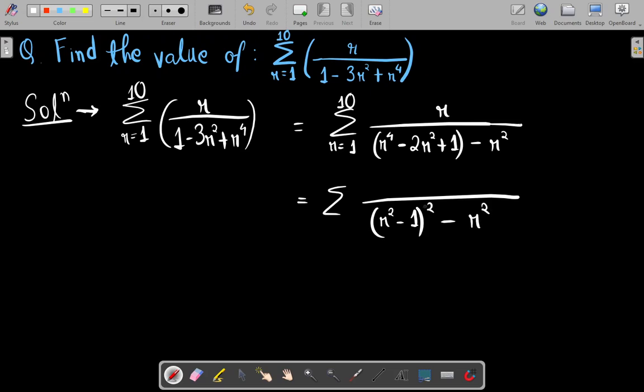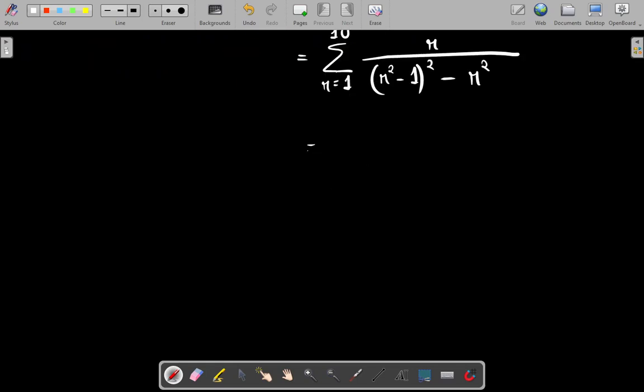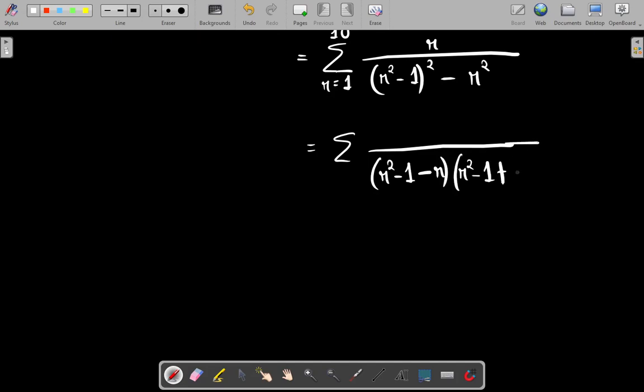minus r square. So this becomes a square minus b square, so we can write it as a plus b into a minus b. Now this becomes the sum for r goes from 1 to 10 of r upon r square minus 1 whole square minus r square. So the denominator can be written as r square minus 1 minus r into r square minus 1 plus r. Now we have to write this numerator as a difference between these two terms.